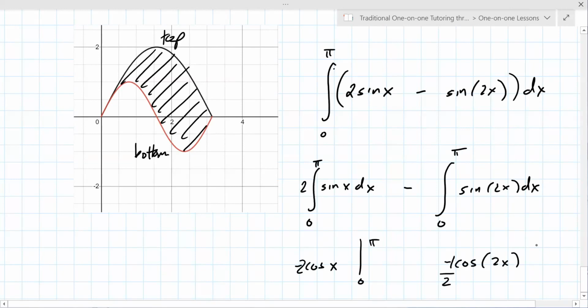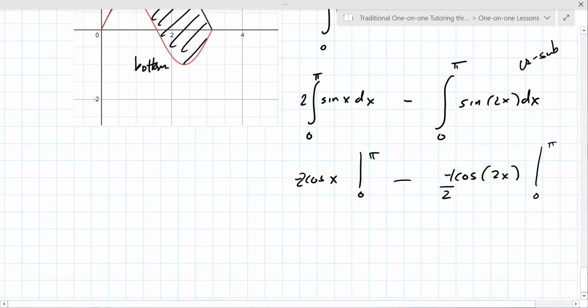And if you're on an exam and not sure about that, just do the u sub thing here, and it'll work out. Okay. So you get minus 2 cosine pi plus 2 cosine 0. This becomes a plus 1/2, and then you get cosine 2 pi minus cosine 0.